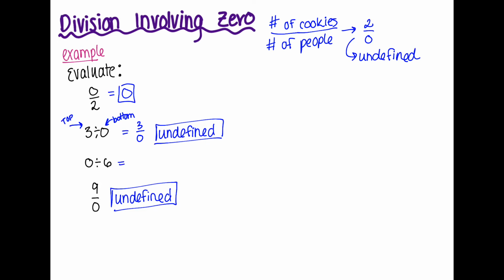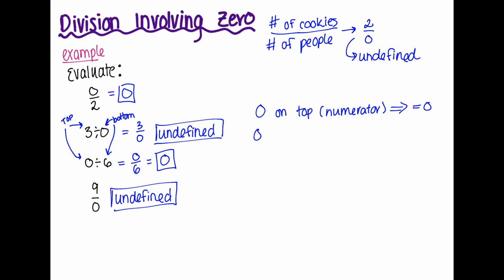Here, this is the top, that's the bottom, so 0 divided by 6. Totally okay to divide 0 cookies among 6 people. Everyone gets 0 cookies, so the answer here is 0. So 0 on top, which is also known as the numerator, means that it equals 0. If you have 0 on the bottom, which we also know as the denominator, that's when it's going to be undefined.